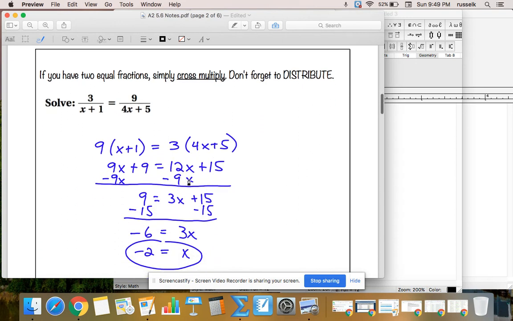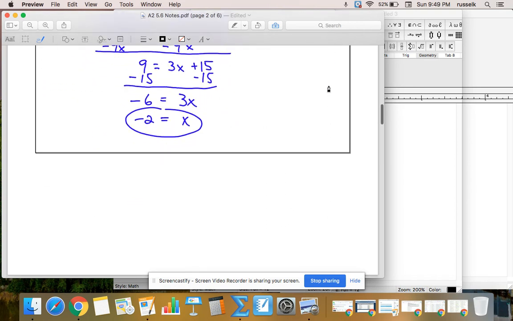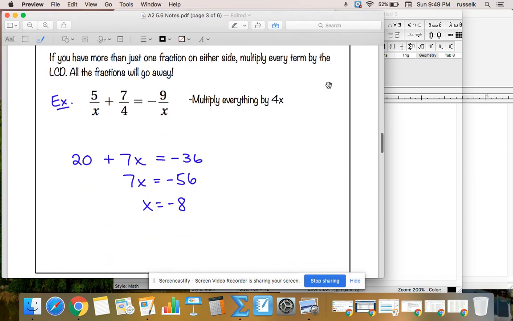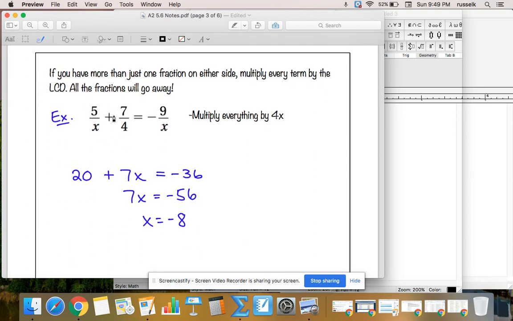First type is when you just have one fraction equal to one fraction. In that case, we just cross multiply. That's something we've been doing for a while, so it should be pretty familiar. Just don't forget to distribute, FOIL, whatever you need to do when you multiply.